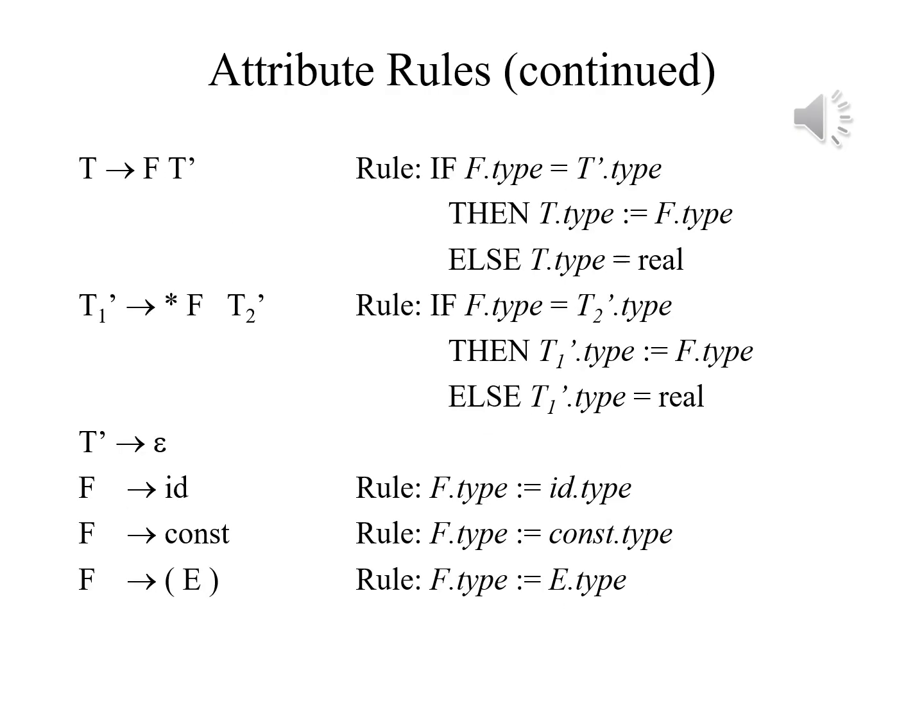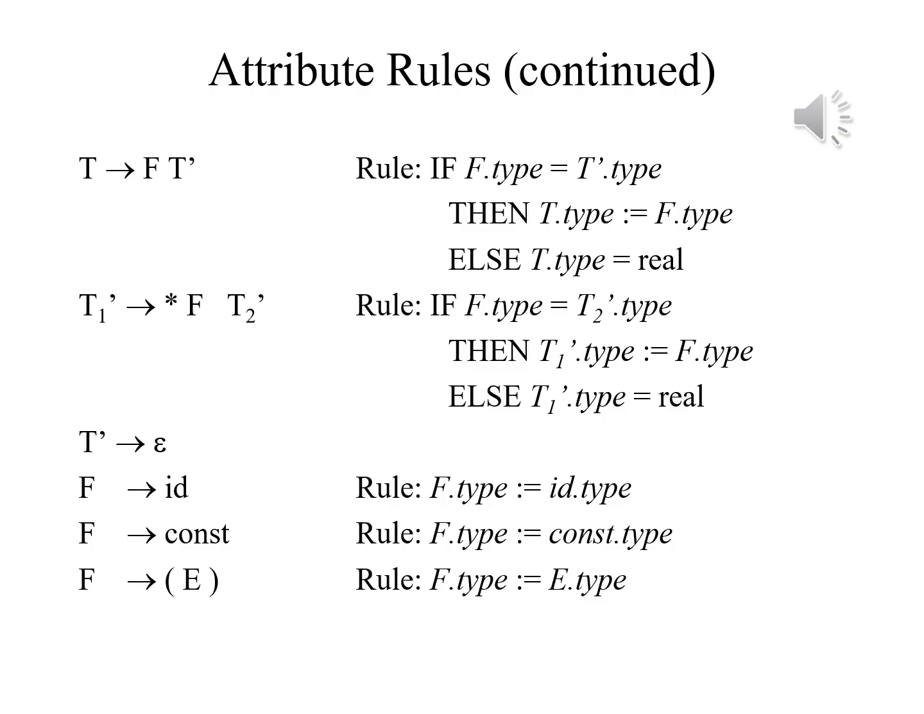We have the production T derives F T prime, and we use here the rule that if the type of F is the same as the type of T prime, then T's type will be the same as F's type. Otherwise, T will have the type real.